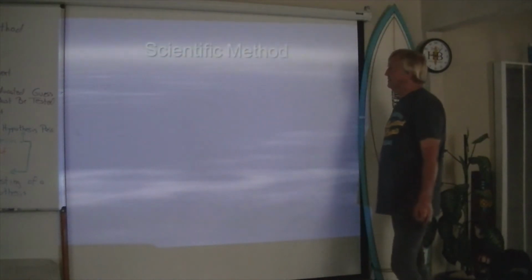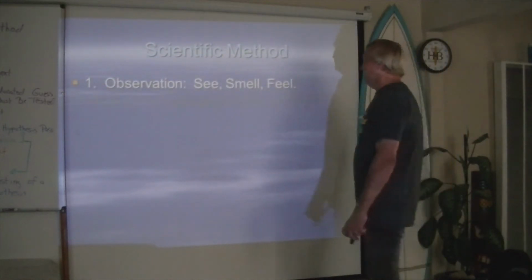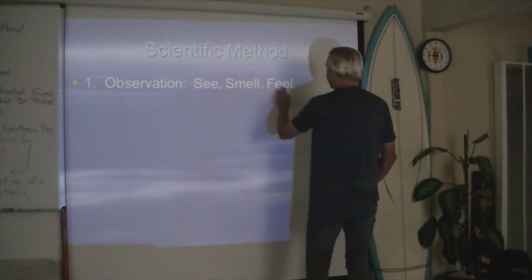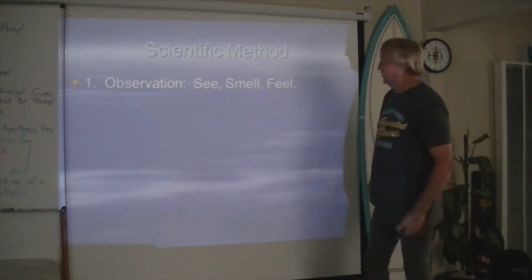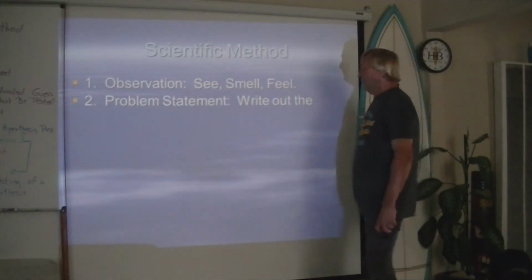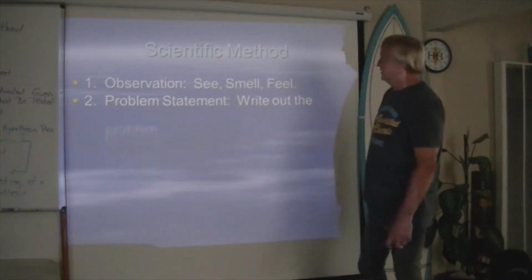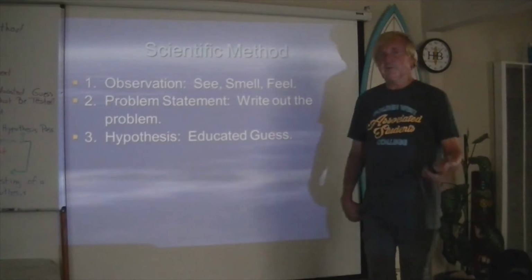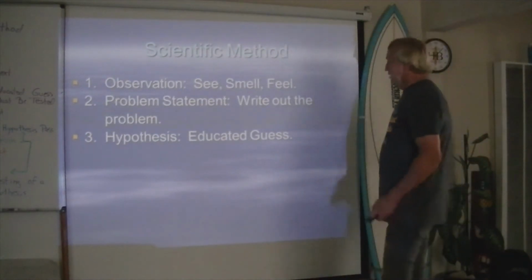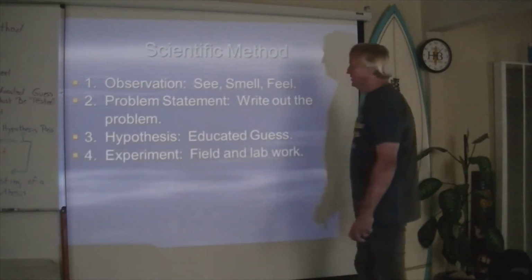The scientific method is a step-by-step process. The first step is an observation. This is something you either see, smell, or feel, or sense. So one of your senses senses something, an observation. After that observation, we write out the problem. That's the problem statement. So the third step, which is probably the critical step, is the hypothesis. A hypothesis is an educated guess that requires testing. And then how we test our hypothesis is the fourth step, and that's experiments.